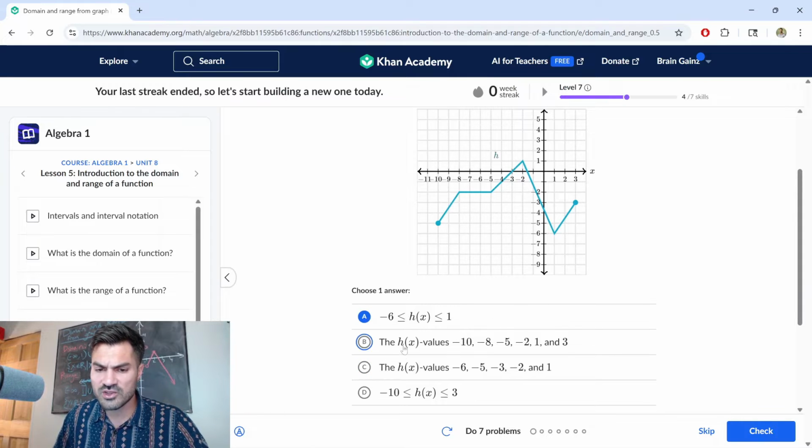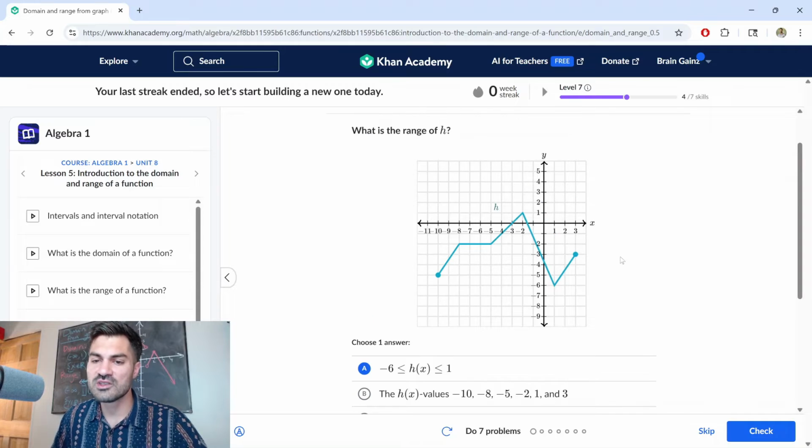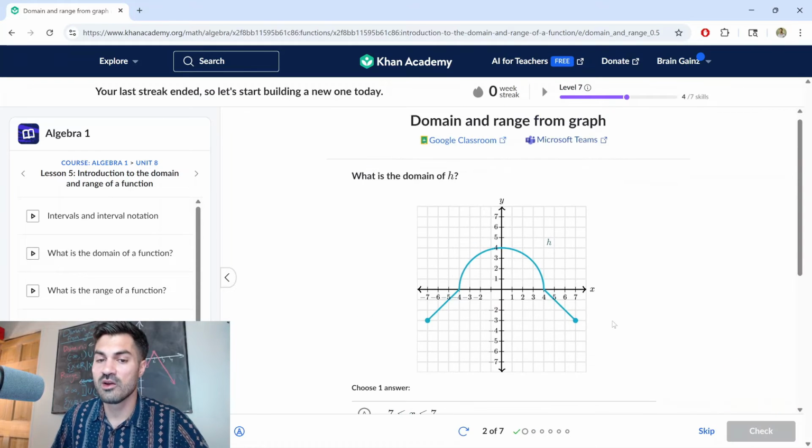Let's see, why are they trying to trick us here? Why would they list out numbers? This should be obviously wrong, right? Cross out B, cross out C. And I imagine, yep, that's the domain. So they're trying to see, can you tell the difference between those two? So boom, we got it. That's the range.